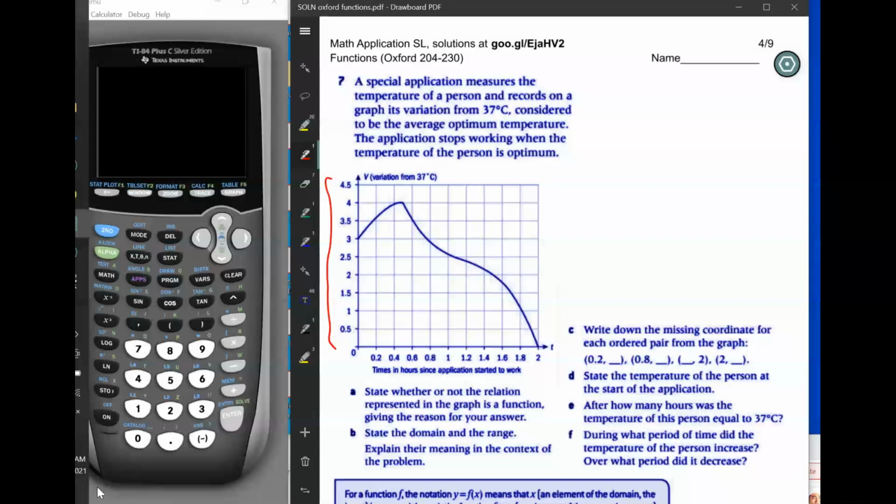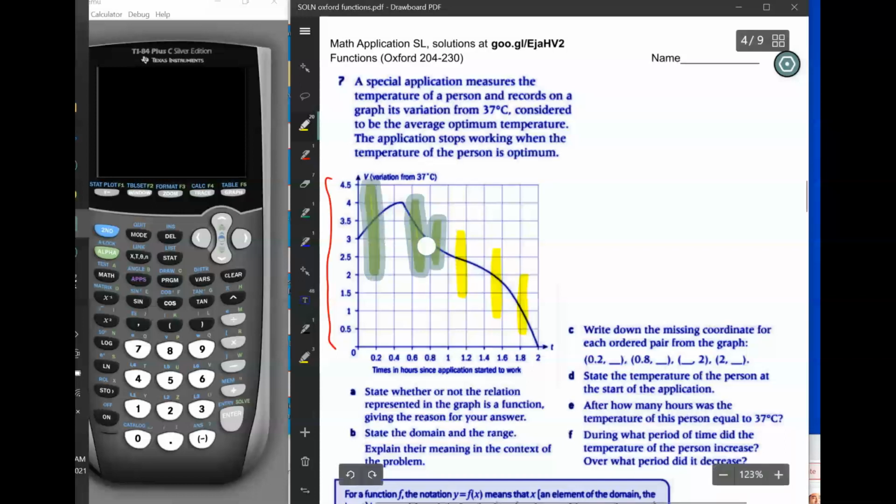A, state whether or not the relation represented in the graph is a function, giving the reason for your answer. Well, when you have a continuous graph like this, the easiest way to think about it is the vertical line test. So if you do vertical lines all over this graph and you only cut the graph 0 times or 1 time in any place, then you know it is a function. So yes, a function. And it's because the vertical line test passes.